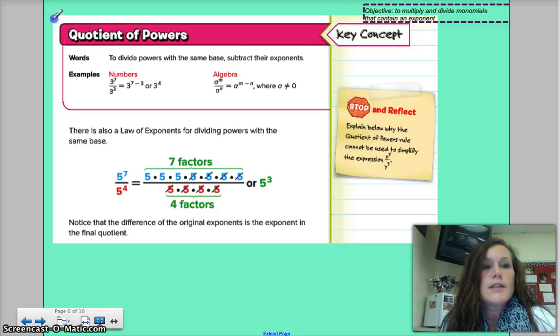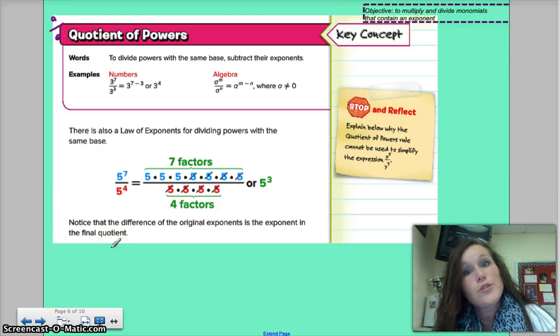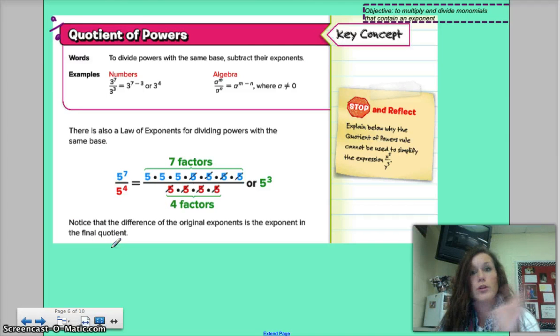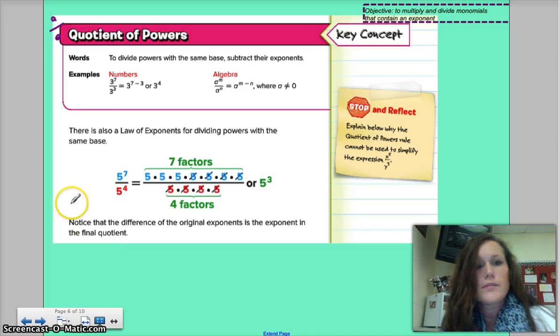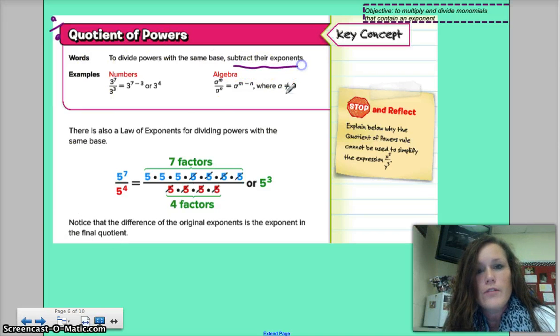Quotient of powers, guys. Now we are dividing. Guess what? You're going to do the opposite of what you do when you're multiplying. So when you multiply, you add the exponents. When you're dividing, you subtract. So underline that right there.